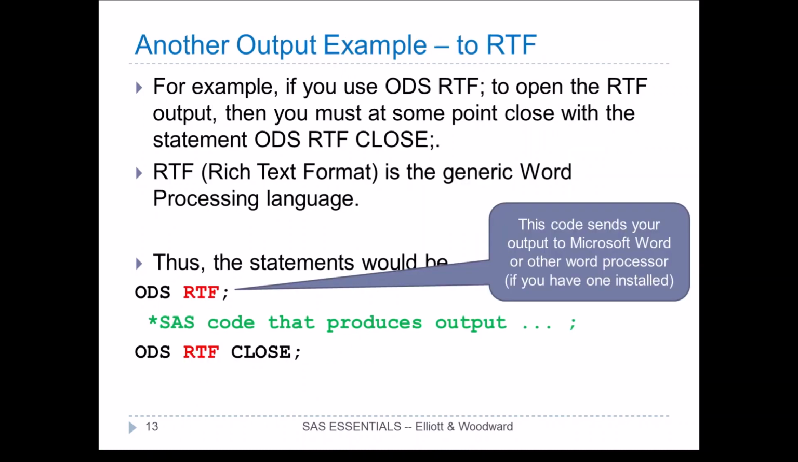All right, let's look at another one, ODS RTF. This is the rich text format, which is the generic word processing format. And again, we say ODS RTF and then a similar close. Now again, if we don't specify a file for it to go to, it's just going to go to whatever it thinks is our default word processor. So for instance, if you have Microsoft Word installed on your computer, then when you do this, it's very likely that Microsoft Word will come up with the output in a Word file.